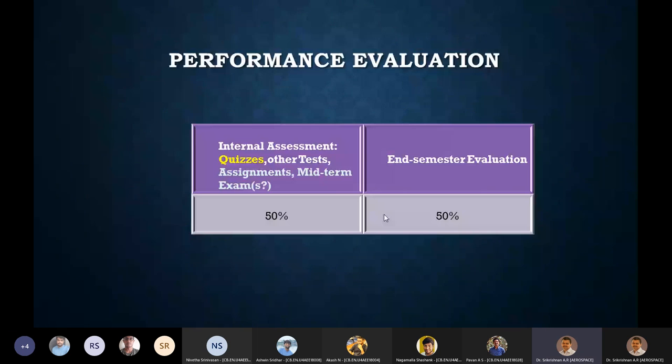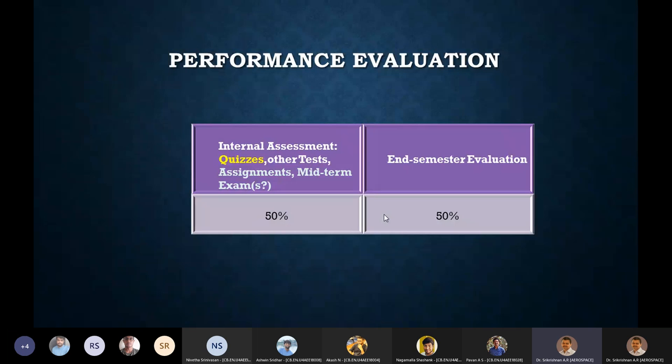Now, performance evaluation. What I understand now is that it's a 50-50 split. The end semester is 50%, whereas the internal assessment will consist of quizzes, assignments, and midterm exams. Apparently, there is not going to be P1, P2. This is what I just heard from the students.